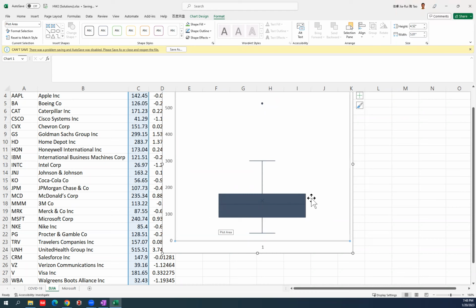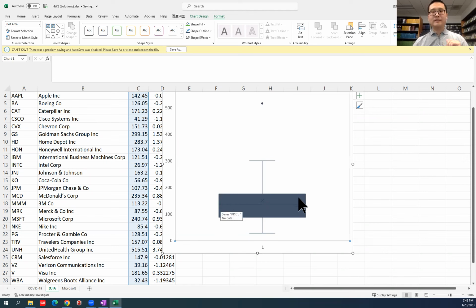Is the top border Q3? Oh, yes, correct. That was Tiffany, I believe. She got it right. This top border represents the third quartile, which is also the 75th percentile, or you can say it is the 0.75 quantile. They are equivalent, meaning the same stuff, essentially.